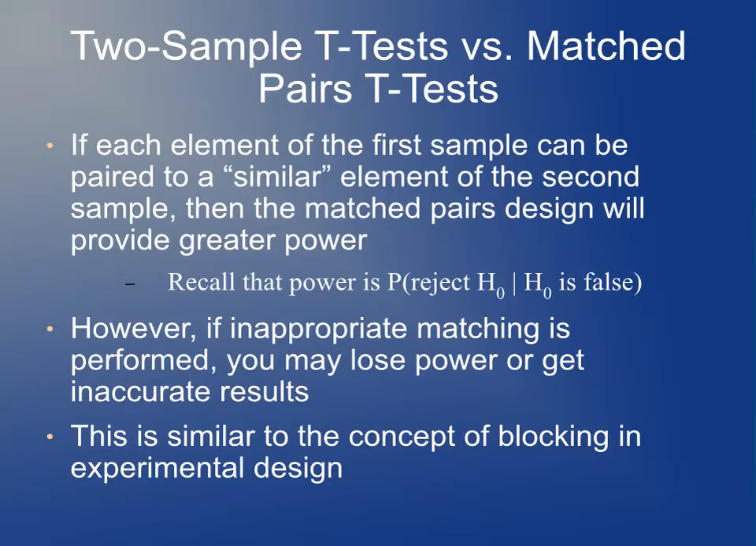So when would you want to use a two-sample t-test and when would you want to use a matched pair t-test? If each element of the first sample can be paired to a similar element of the second sample, then the matched pairs design will generally give you better power. But if you do inappropriate matching, you'll lose power or get inaccurate results. It's kind of similar to the concept of blocking in experimental design.